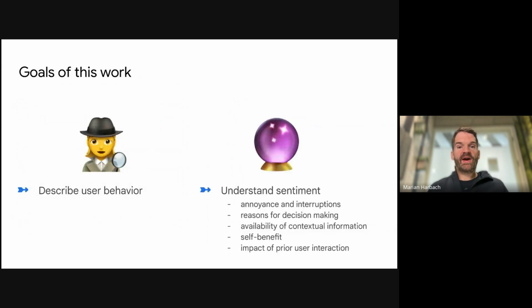With this work, we provide an overview of how users behave on permission prompts on the web today, as well as their sentiment as they interact with these prompts across websites. We investigated feelings of annoyance and interruption, reasons for decision-making, perceived availability of contextual information, and self-benefit, as well as the impact of a user interaction on the page prior to the prompt show. In the remaining time, we'll look at a brief overview across these goals. Please consult the paper for more details.